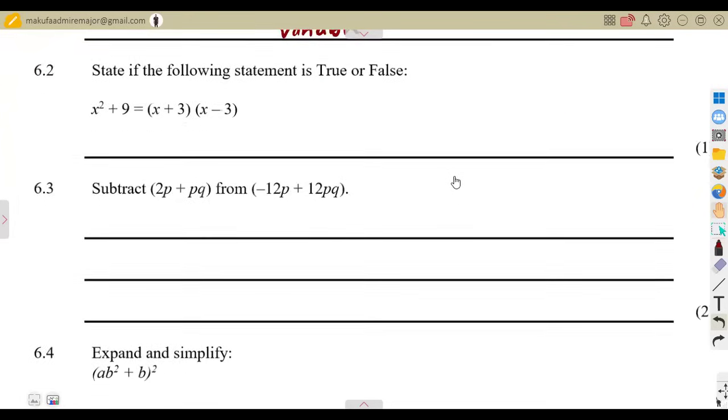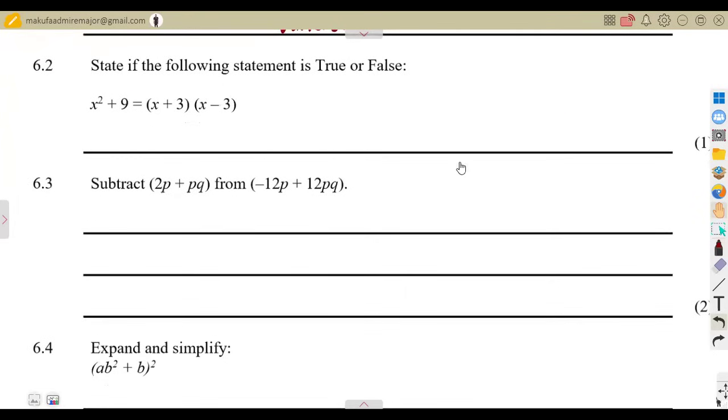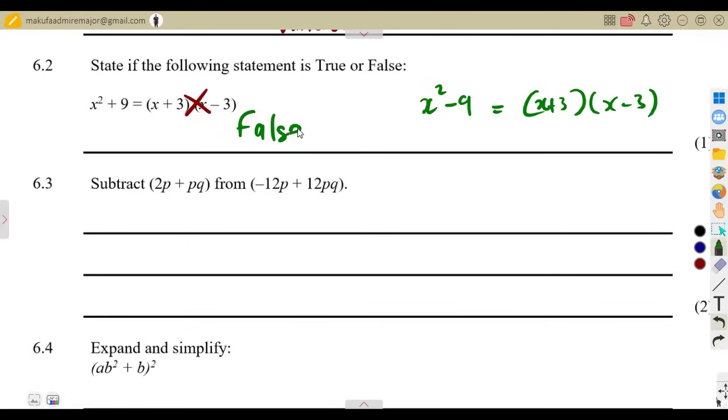All right, state if the following statement is true or false. x squared plus 9 cannot be factorized. So this is wrong, this is false. It is x squared minus 9 that gives us that part, from the difference of two squares. The square root of x squared is x, the square root of 9 is 3. So one bracket subtracts, another one adds. From a difference, there must be a difference there, not a sum. So this is actually false.